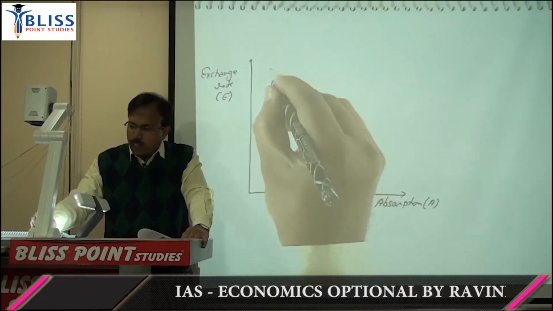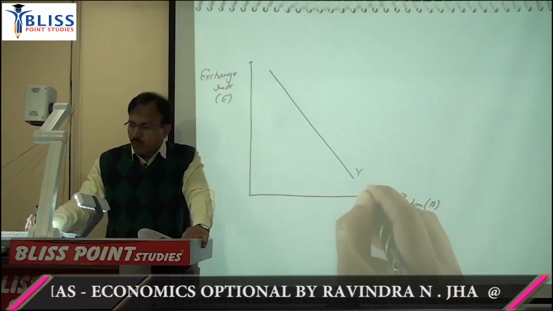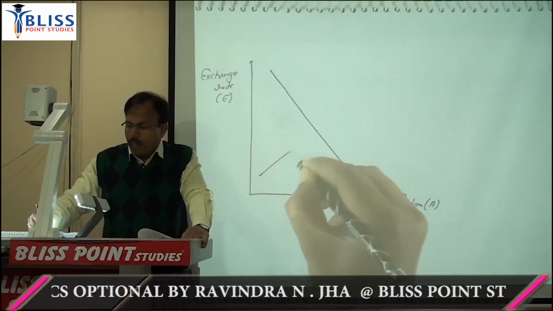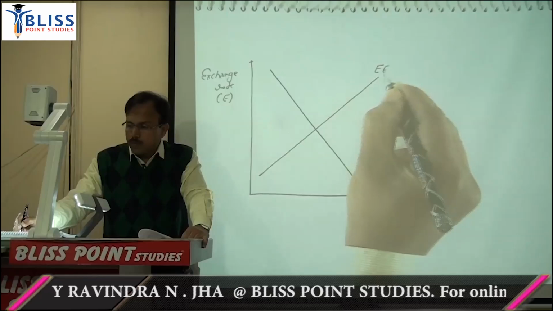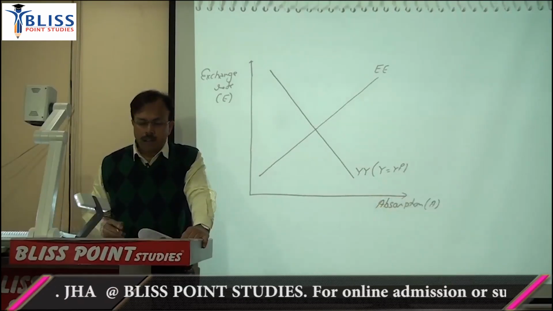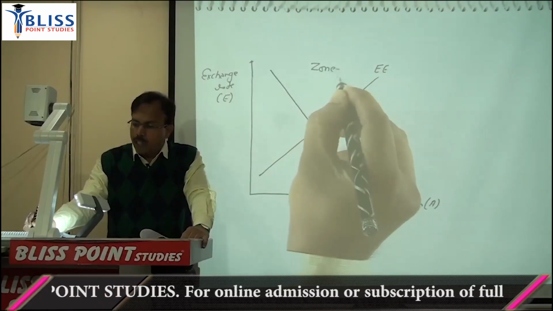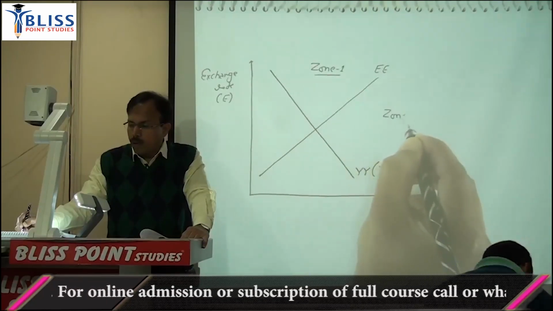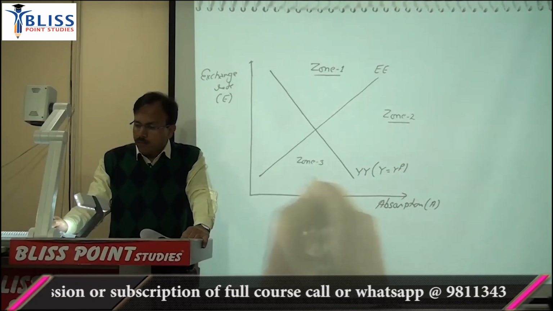It could be drawn in a straight line form or in a non-linear form also. Call one as internal balance schedule and the other as external balance schedule. Y is equal to YF, and now this entire diagram is divided into 4 different zones of disequilibrium: zone 1, zone 2, 3 and 4.